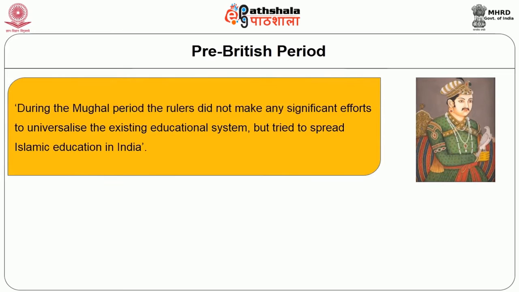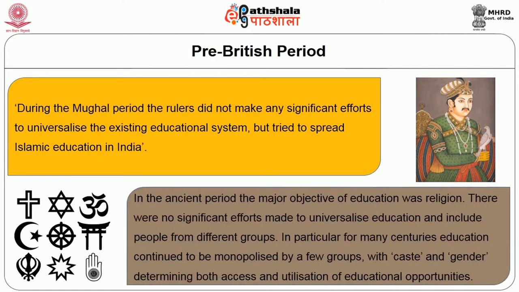During the Mughal period, the rulers did not make any significant efforts to universalize the existing educational system, but tried to spread Islamic education in India. In the ancient period, the religious objective was very important. There were no significant efforts made to universalize education and include people from different groups. In particular, for many centuries, education continued to be monopolized by a few groups, with caste and gender determining both access and utilization of educational opportunities.